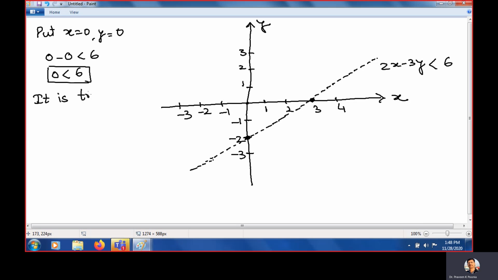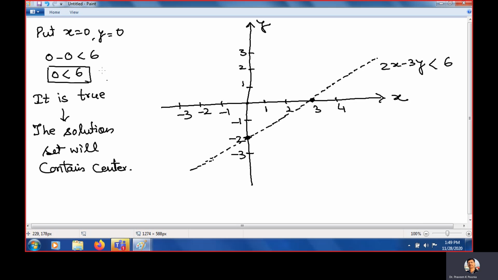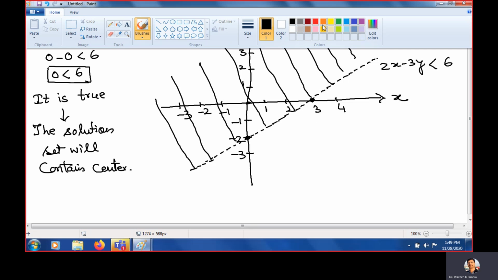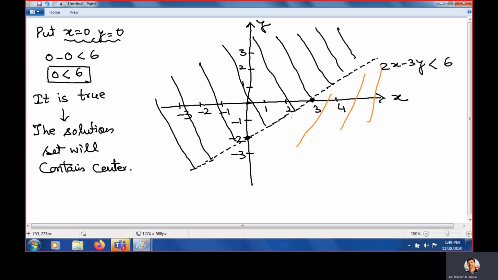So it is true. True means the solution set will contain the center, this 0, 0. Clear? Where is 0, 0? This side. So what is the solution? The solution is this side, because a solution is not one value. Solutions are many, so this region is the solution. You take any value, this is the solution. This side has no solution. If you take any value here, let me draw in red, and check, it is not a solution. Clear?